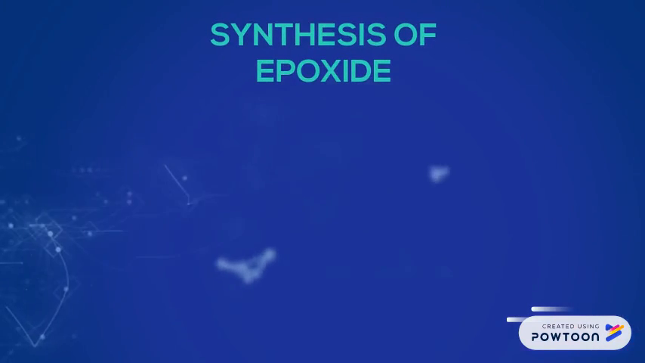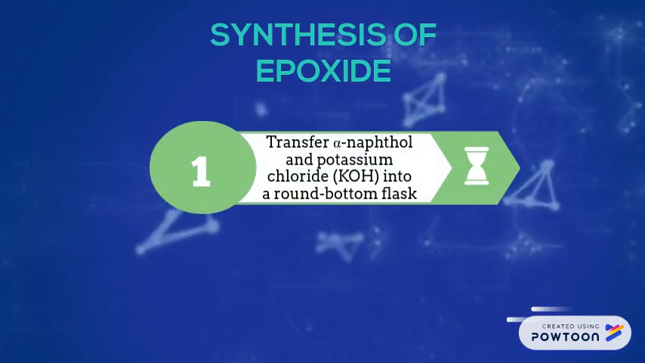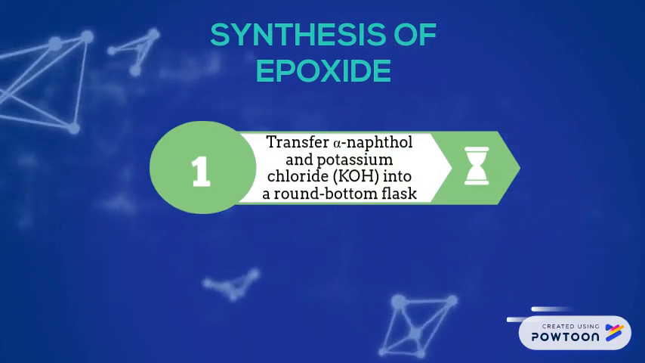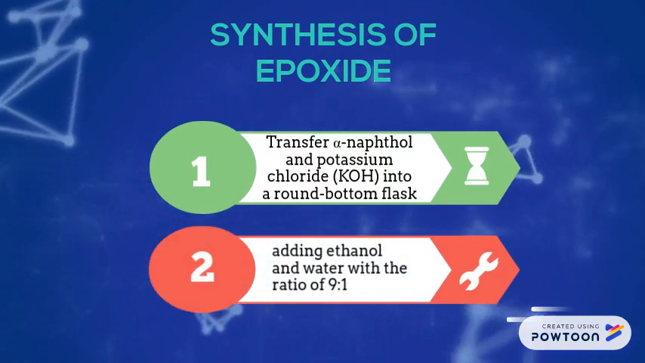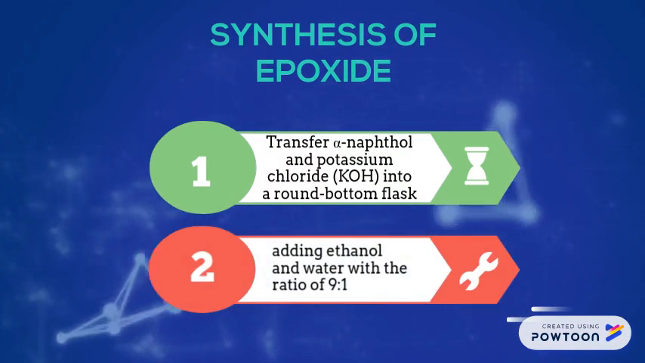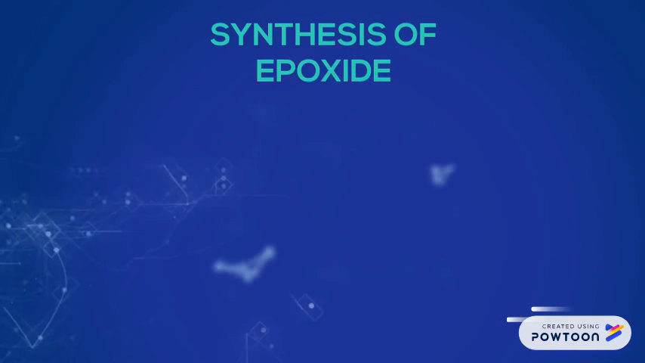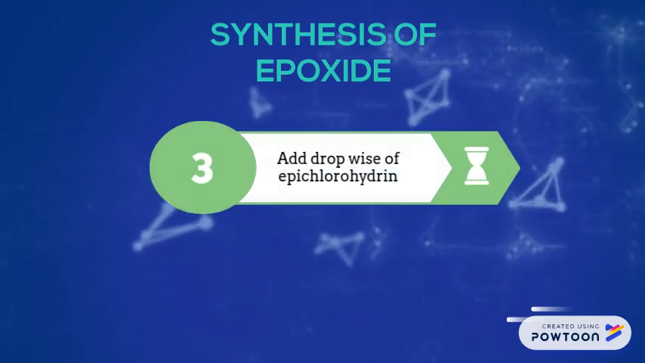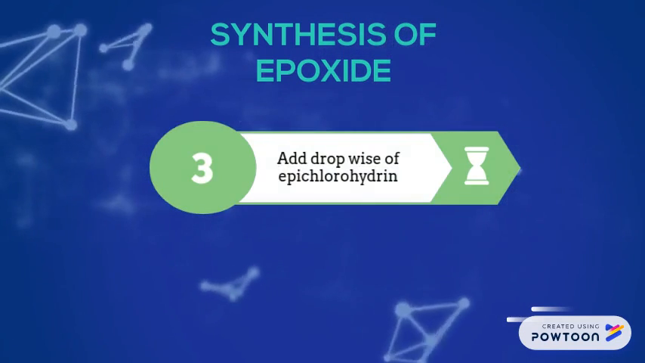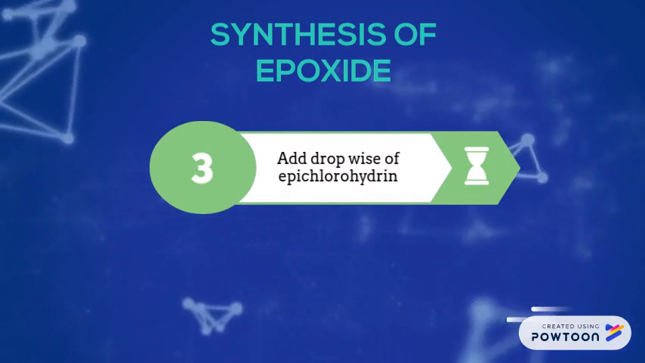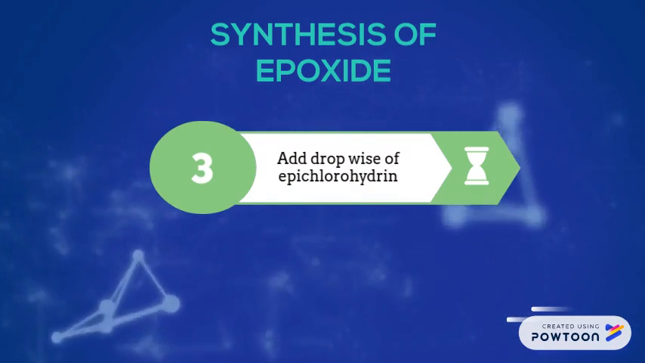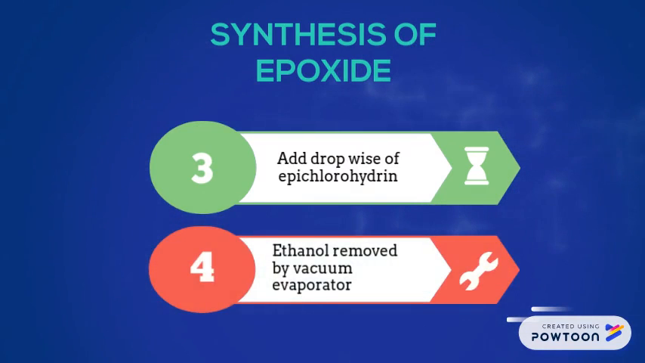The process starts off with transferring alpha-naphthol and potassium chloride into a round bottom flask and adding ethanol and water with a ratio of 9:1. After dissolution, epichlorohydrin is added dropwise, then the reaction is left to be stirred with the magnetic stirrer at room temperature. Ethanol was then removed by vacuum evaporator.